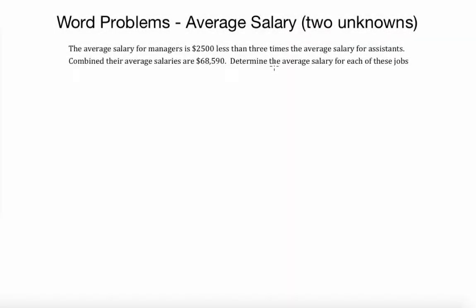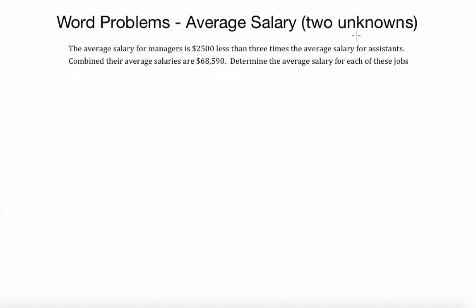Welcome to a video tutorial working through word problems. This case we're doing one about average salary, but I chose this problem because it actually has two unknowns that we need to try and find. So oftentimes you'll get a word problem and you may look at it and say, wow, there's two things I don't know, or there's three things I don't know. How am I supposed to solve it if I only have one variable? Well, that's what I want to go over.